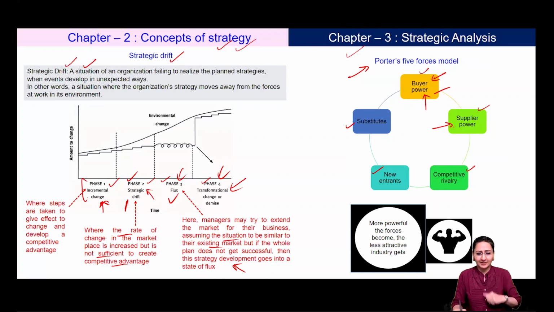These are supplier powers. Then competitive rivalry. The industry in which you want to go, how is the competition there? Is the competition intense or there is no competition at all? New entrants. How easy is it for new entrants to enter into that market?